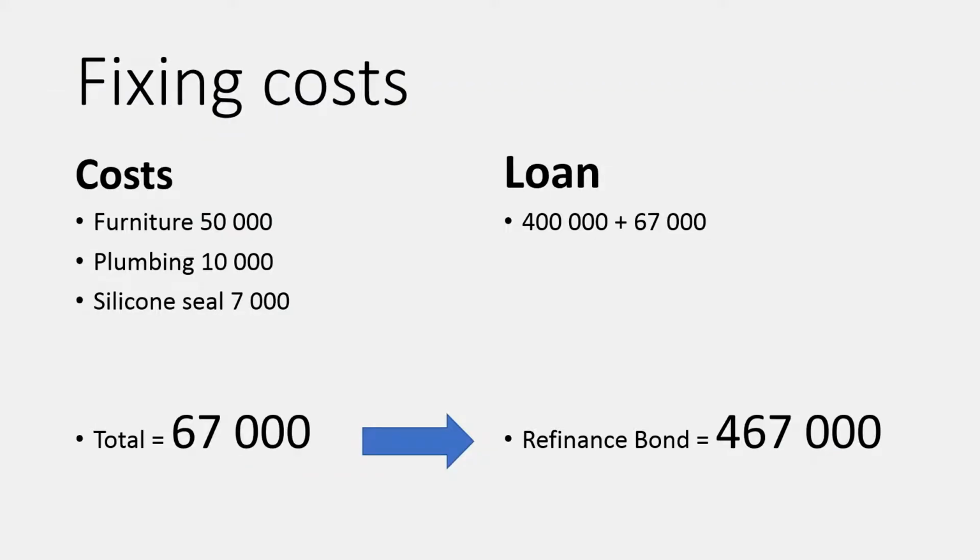And she also has to make a few additional payments right at the start, where she has to do a bit of maintenance and she has to furnish the apartment. And so this amounts to about 67,000 Rand. And in the end, she has to refinance her mortgage bond, and this amounts up to 467,000 Rand.